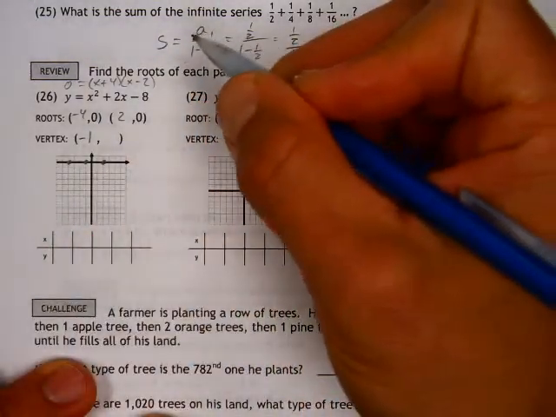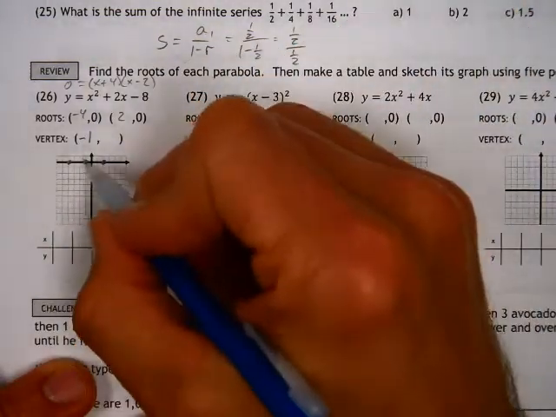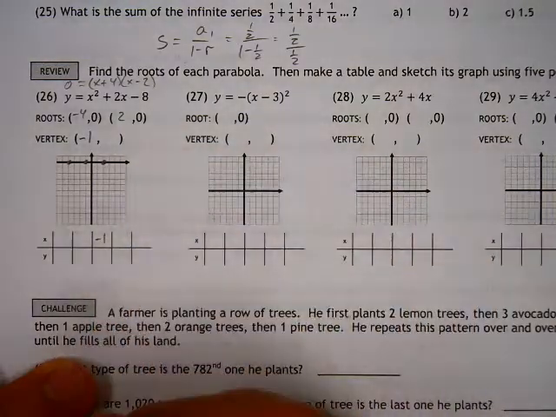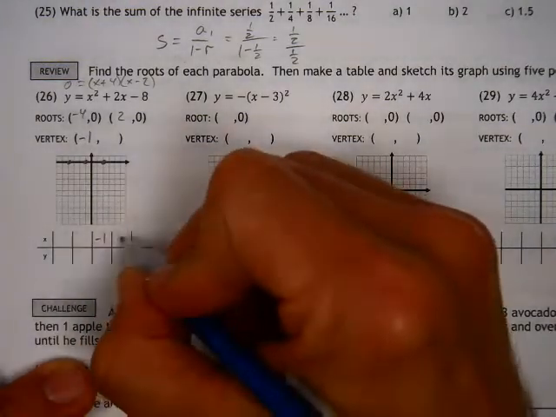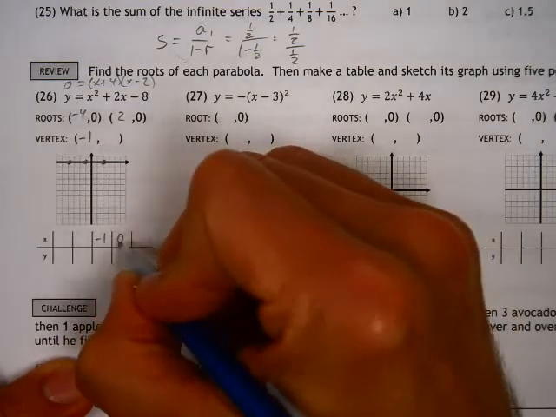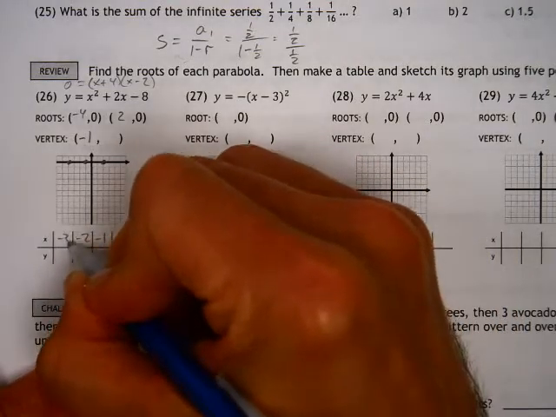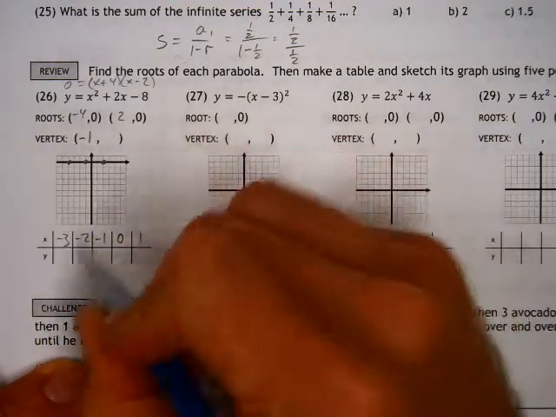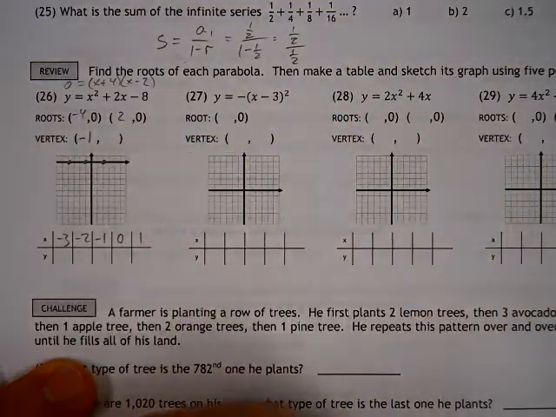Now, I don't know where the vertex is at this point, but I can say that there's a negative 1 that's involved in the x value. Okay, I can also say that there's a 0 on that side, a negative 2, a negative 3, and over here a positive 1. That doesn't quite get us to our roots.